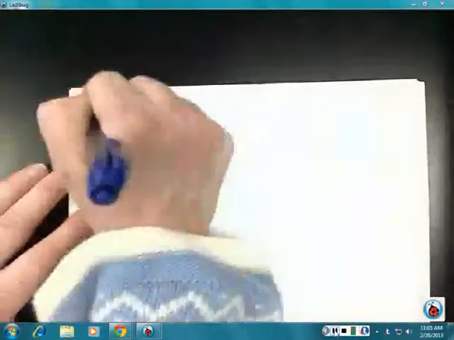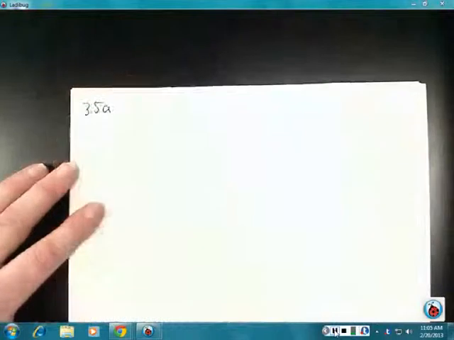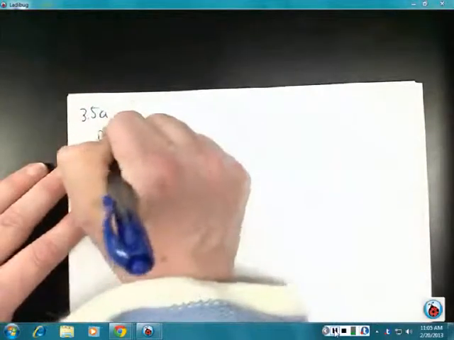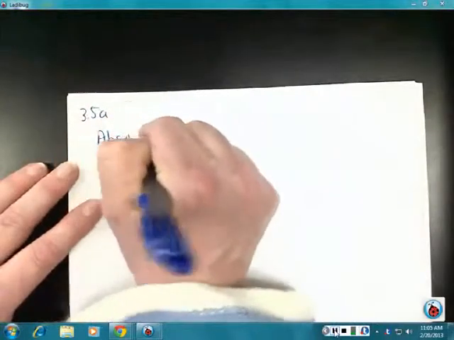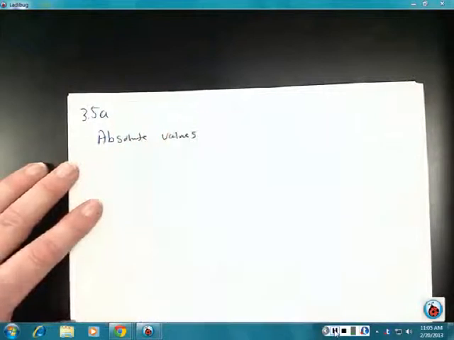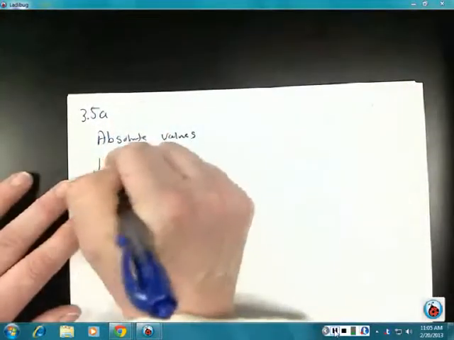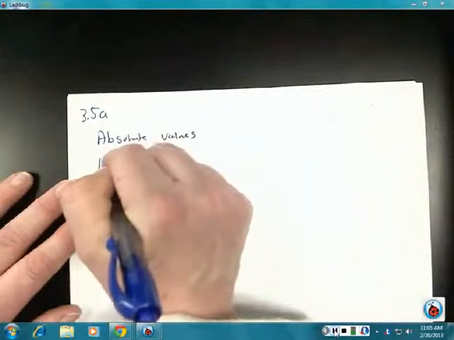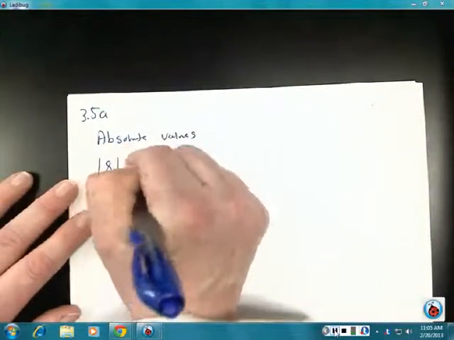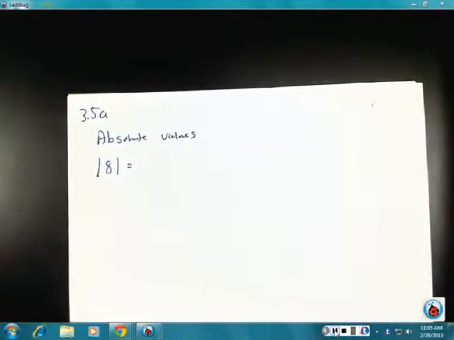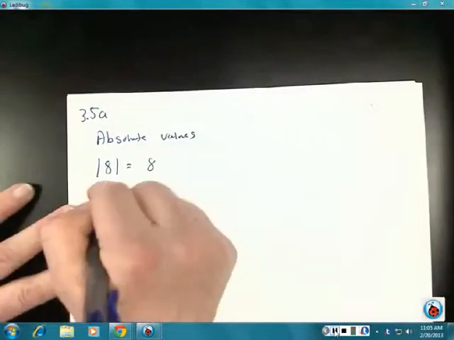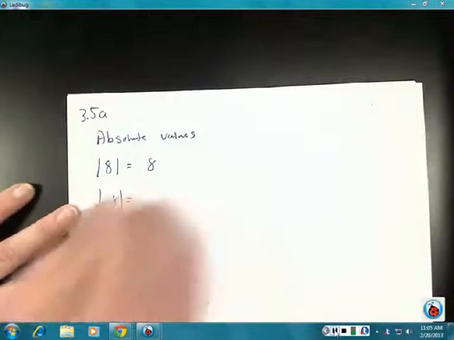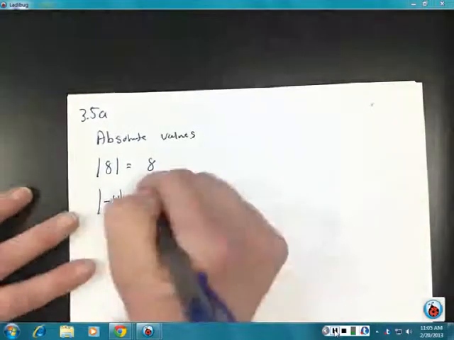3.5 has 2 parts to it. We're only going to do one piece today. So we're going to do 3.5a, and it's dealing with absolute values. And absolute values, if you remember way back when, we had that back in chapter 1. What's the absolute value of 8? 8. If I had the absolute value of a negative 8, what's its answer? Is 8. We okay with that?